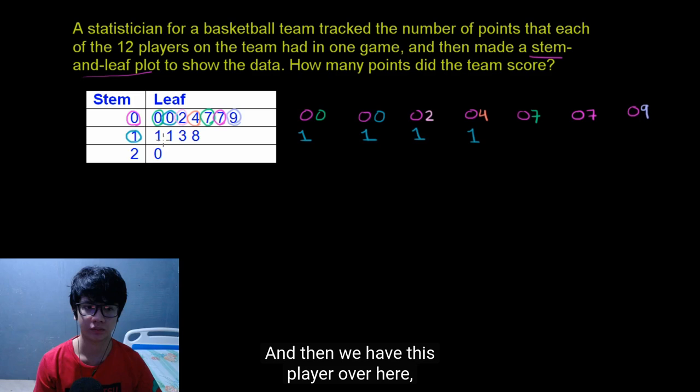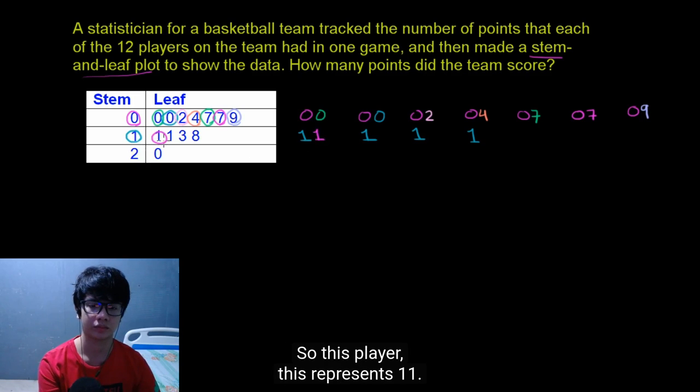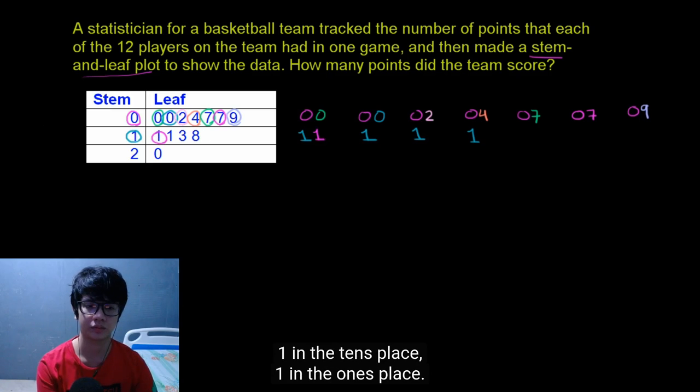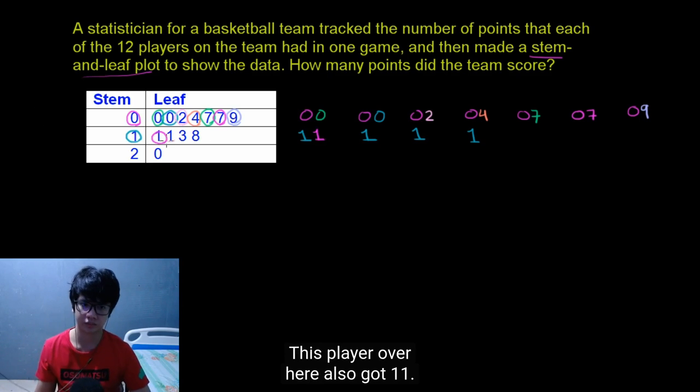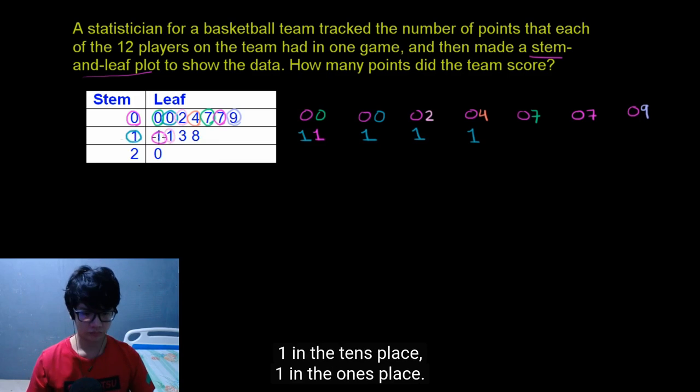And then we have this player over here. His or her ones digit is a 1. So this player represents 11: 1 in the tens place, 1 in the ones place. This player over here also got 11: 1 in the tens place, 1 in the ones place.